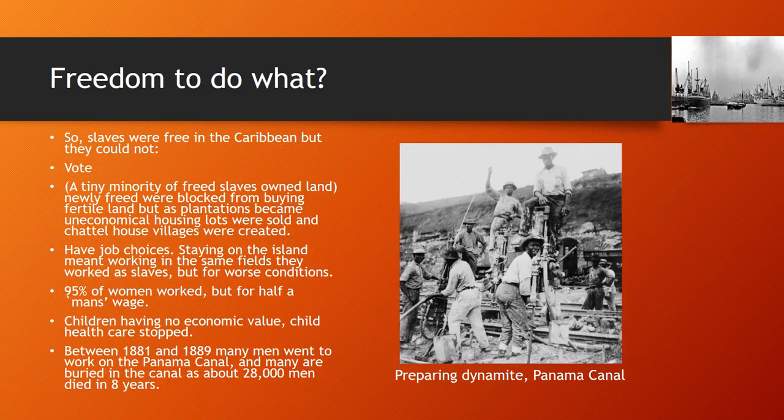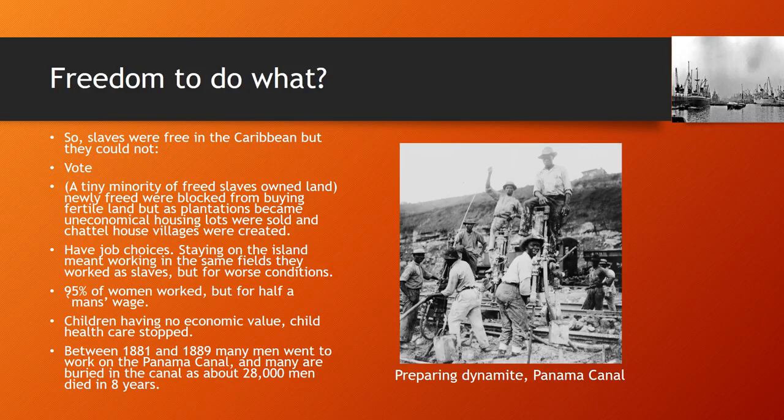So, slaves were free, but they couldn't vote. Only a tiny minority owned land, and the plantocracy acted to make sure that none of the others could buy fertile land, because they were starting their own growing businesses. But as plantations became uneconomical and the smaller plantations went bankrupt, housing lots were sold, and through that, chattel houses, which were made of wood and corrugated iron, were created in numbers that made them into small villages.